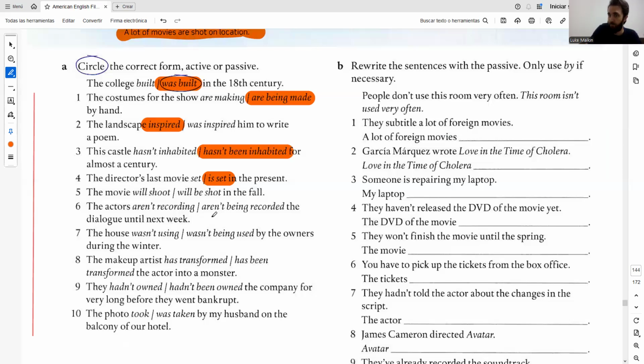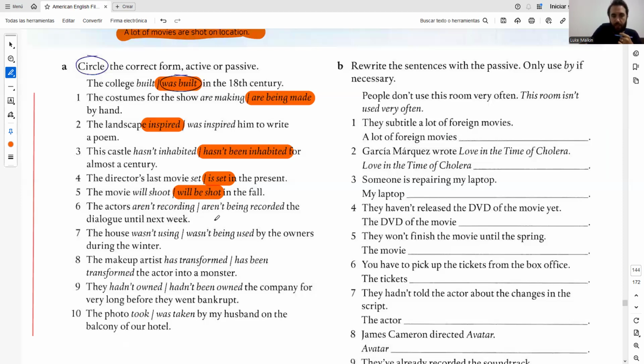It is set in the present. The movie will shoot, or will be shot, in the fall. It will be shot. The movie doesn't shoot itself. The movie can't shoot. People shoot the movie. And this is future passive, will be shot in the fall.